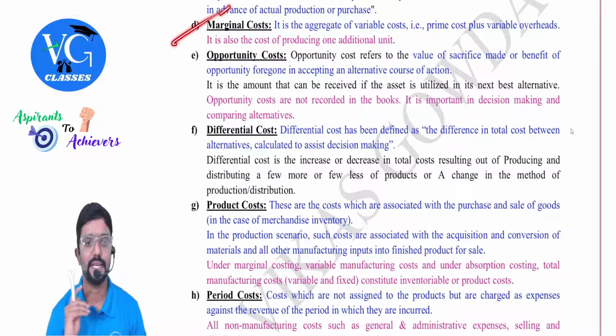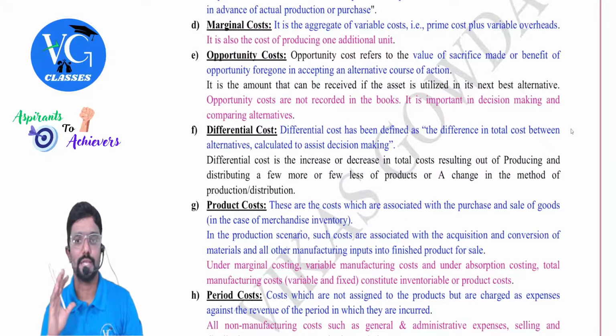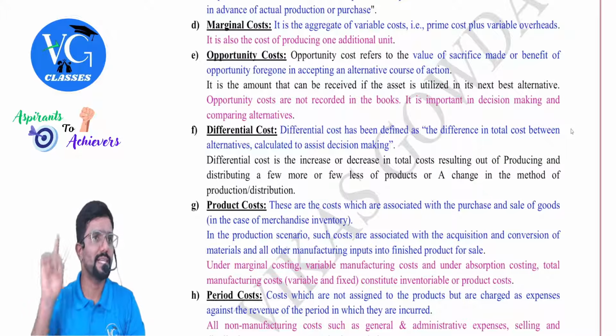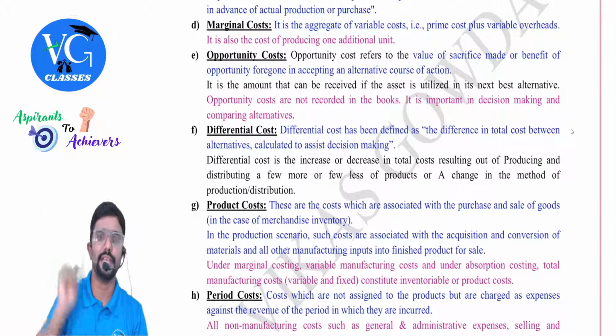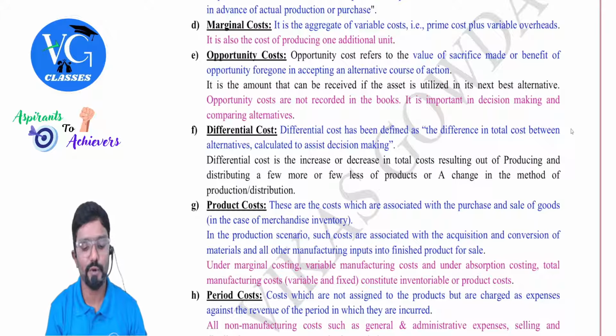You can see, I will just read it. It is an aggregate of variable cost, prime cost plus variable overhead. That 60 rupees is nothing but variable in nature. It is also the cost of producing one additional unit.